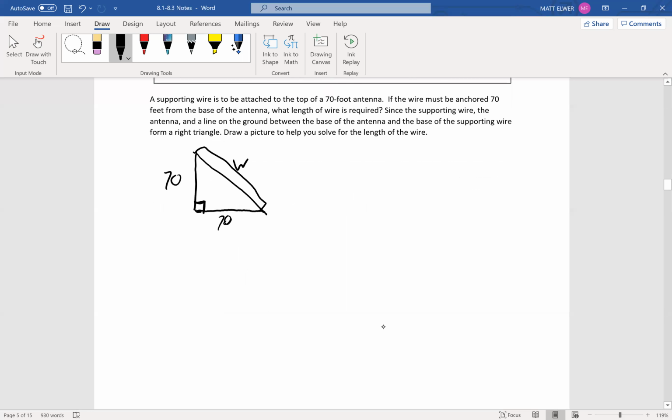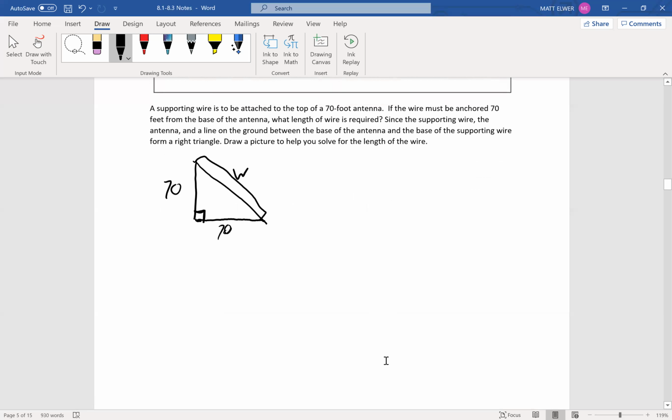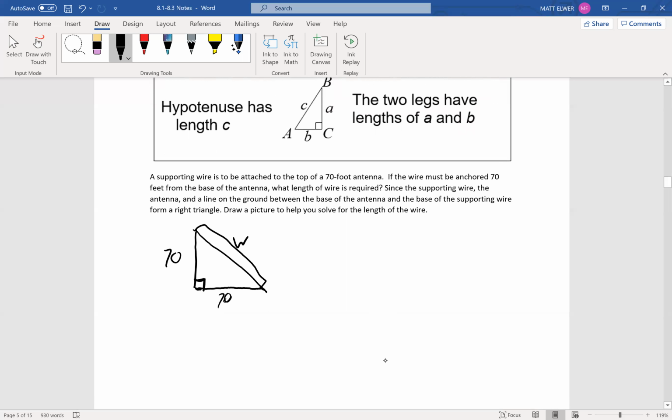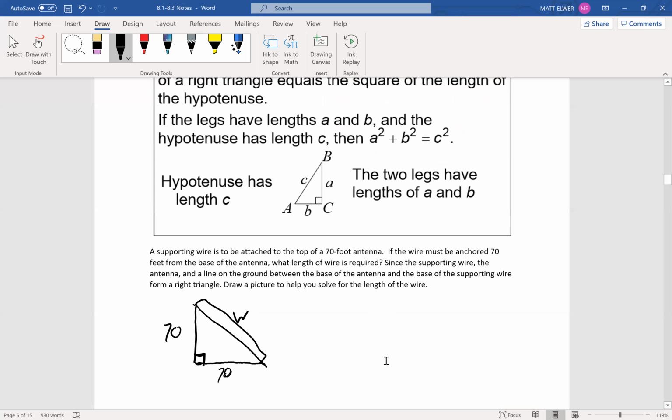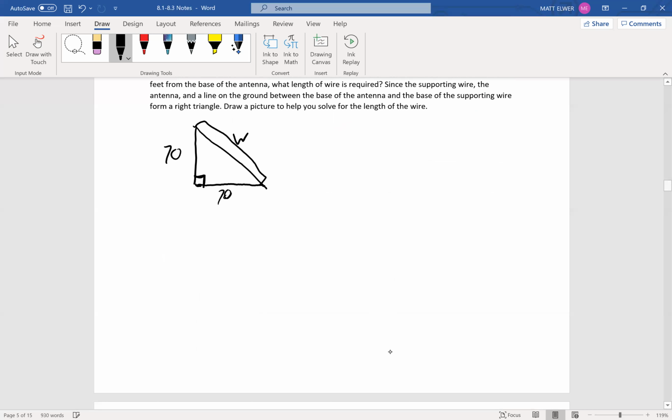So since I have this right triangle, now I can say, well, how can I solve this? Well, we know what our A and B are, but we don't know what C is in this case. So I can say that A and B are both 70. So the equation for this is 70 squared plus 70 squared is equal to, and instead of C, we'll use W, so it's W squared.